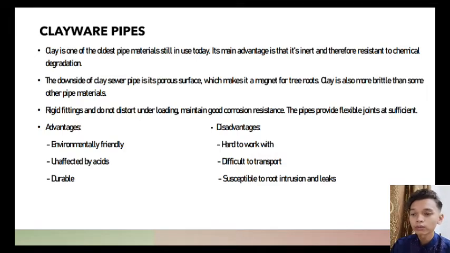The downside of the clay sewer pipe is its porous surface, which makes it a magnet for tree roots. Clay is also more brittle than some other pipe materials. It has rigid fittings, does not distort under loading, maintains good corrosion resistance, and the pipe provides a flexible joint. The advantages of the clay pipe are that it is environmentally friendly, unaffected by acid, and durable.